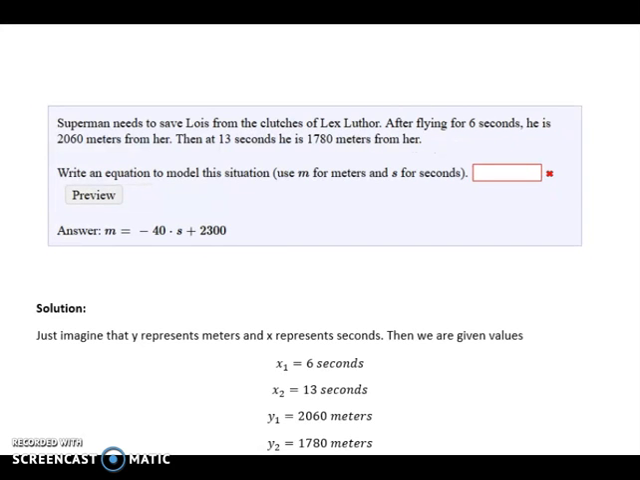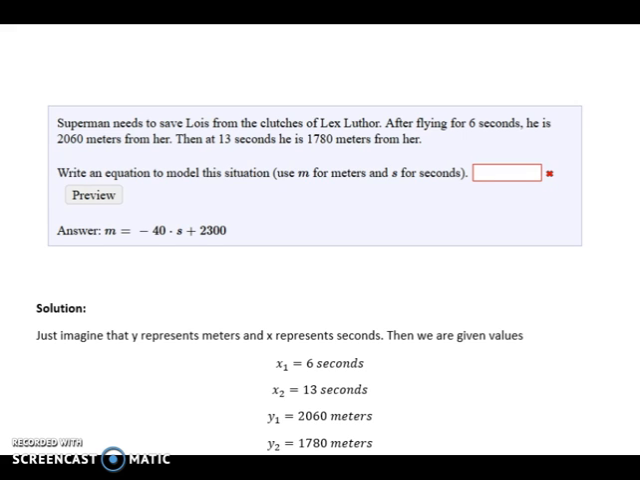This is an example showing how to apply linear equations. Superman needs to save Lois from the clutches of Lex Luthor. After flying for 6 seconds, he is 2,060 meters from her. Then at 13 seconds, he is 1,780 meters from her. Write an equation to model this situation. Use m for meters and s for seconds.